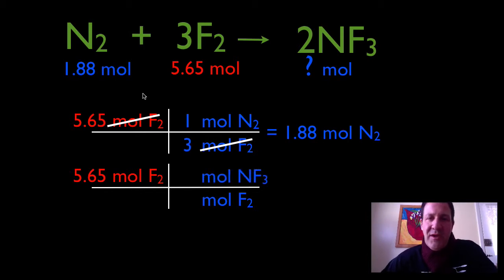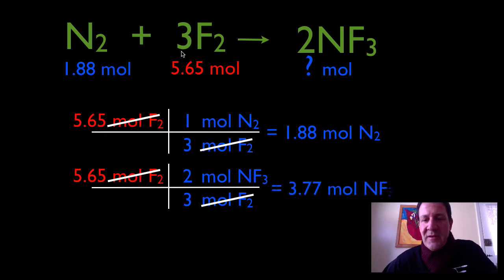We're going to look at our molar ratio. You can see it's 3 to 2. So the 3 goes on the bottom, the 2 goes on the top. We cancel our molar units. And we are left with moles of NF3. So now you can see that in order to react 5.65 moles of F2, we're going to need 1.88 moles of N2, and we're going to produce 3.77 moles of NF3. Okay, that's all there is to it.